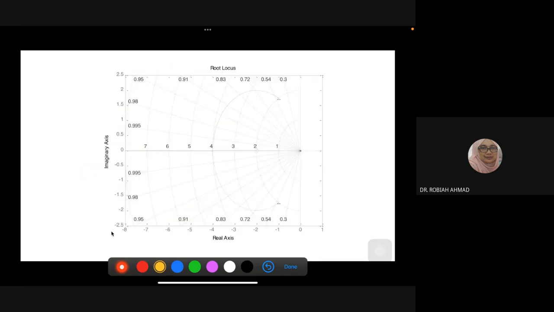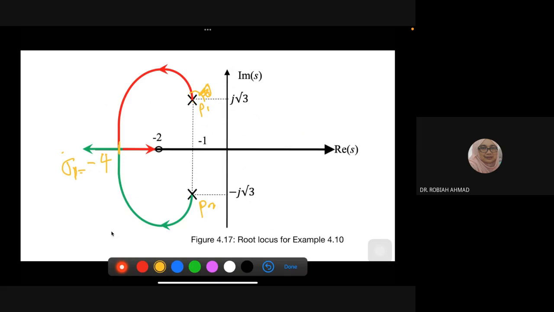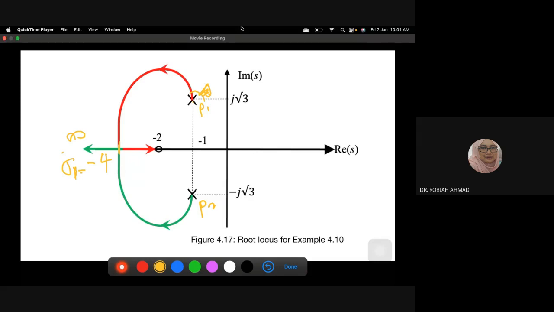Then what about, okay, so saya ajar sampai step 6 saja di sini lah. So dia akan go break yang merah ni ke at point breakaway point minus 4. So one will end at zeros, the red one will end at zeros, the green one will end at infinity. Okay, so this is for example 2. Any question, class?